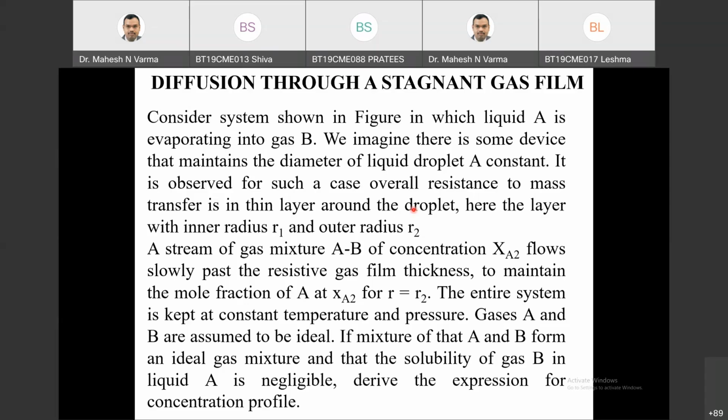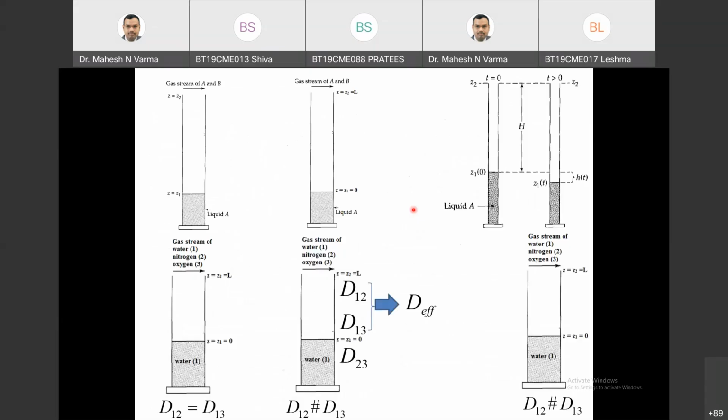Before starting this problem, we'll just revise what we have done till now. So this is what all the cases summarized. In the first problem, what we have discussed, here we have liquid A and it is diffusing in a gas stream which is having A and B.